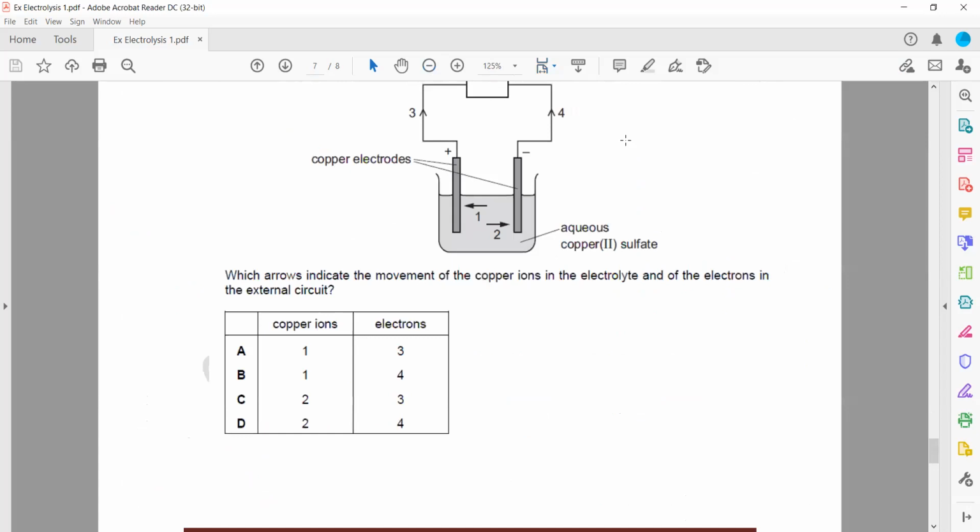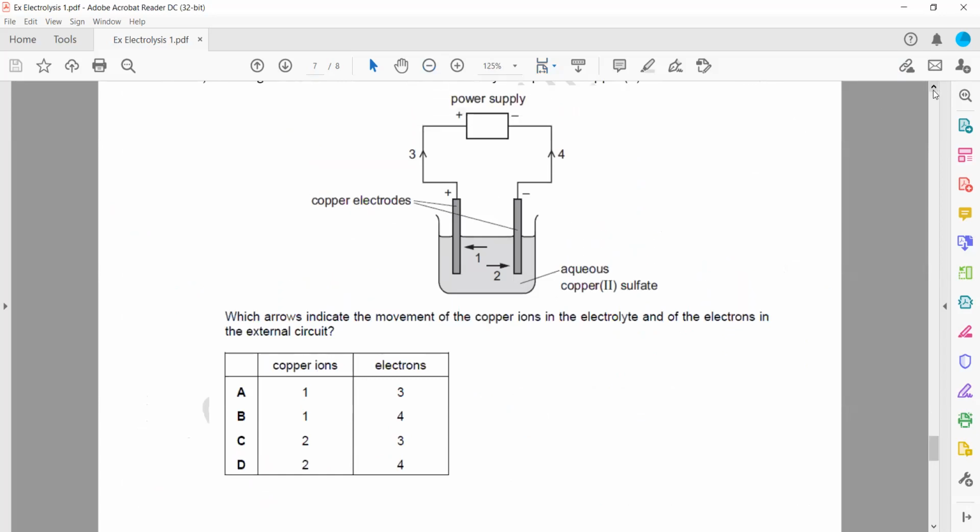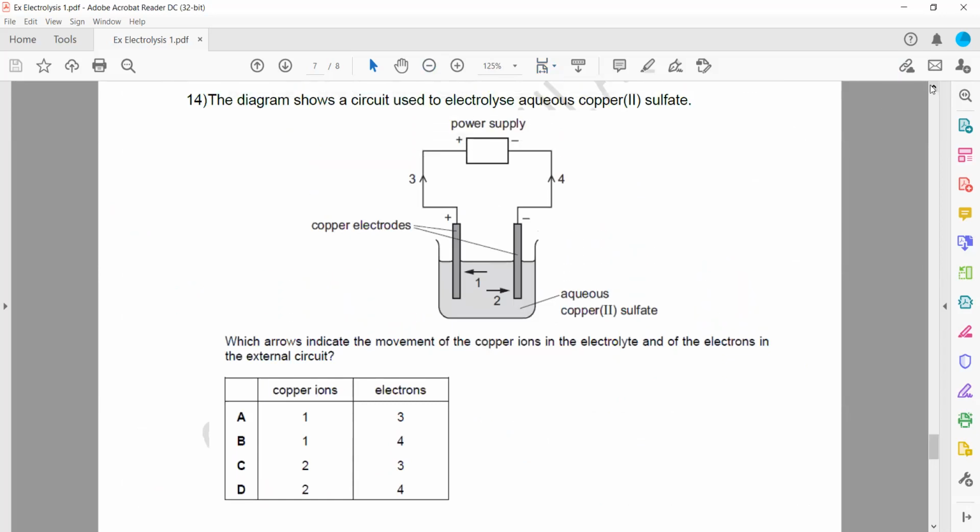Another question. The diagram shows a circuit used to electrolyze an aqueous copper sulfate solution. Which arrow indicates the movement of copper ions? Copper ions are positive, which are there in the electrolyte. So which arrow is representing it, 1 or 2? So 2 is representing the movement of the copper ion. So C can be the answer, or D.